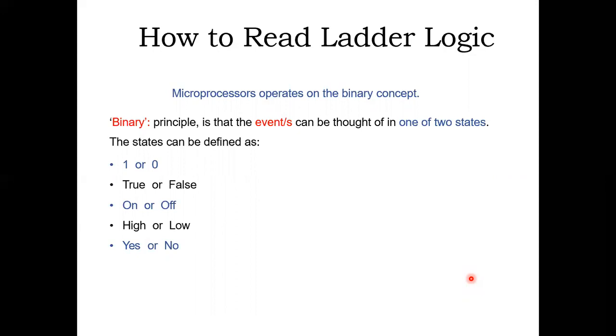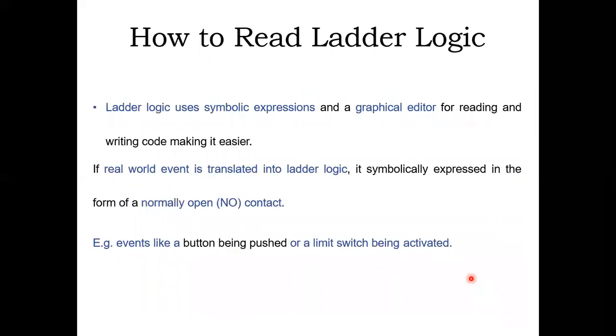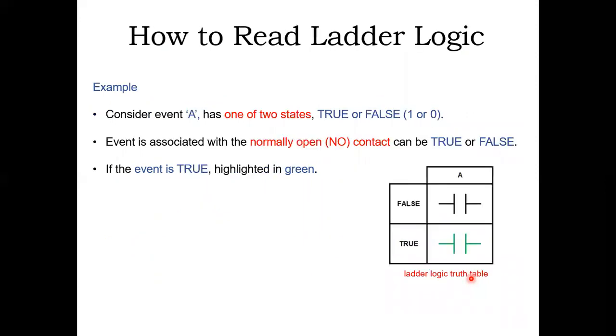So the binary principle is that events can be in one of two states. The states can be defined as 1 or 0, true or false, on or off, high or low, or yes or no. So ladder logic uses simple expressions in a graphical editor for reading and writing code, making it easier. If a real world event is transferred into ladder logic, it is symbolically expressed in the form of a normally open contact. For example, an event like a button being pushed or a limit switch being activated.